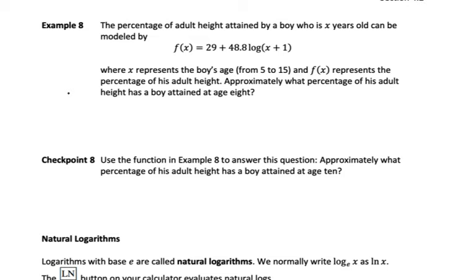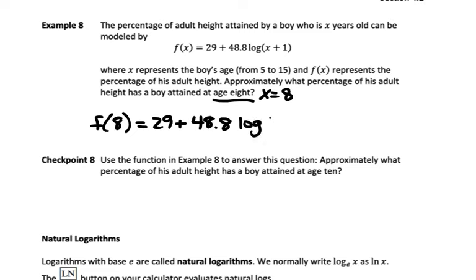X is the boy's age from ages 5 to 15, and f of x is the percent of his adult height. Approximately what percentage of his adult height has a boy attained at age 8? So x is age, so that means I'm going to be plugging 8 in for x. So f of 8 equals 29 plus 48.8 times log of 8 plus 1. And I know 8 plus 1 is 9, so I could just write log of 9.